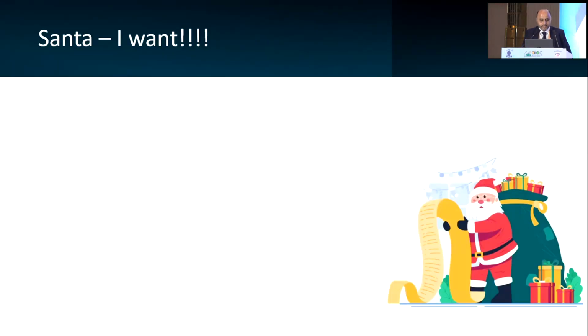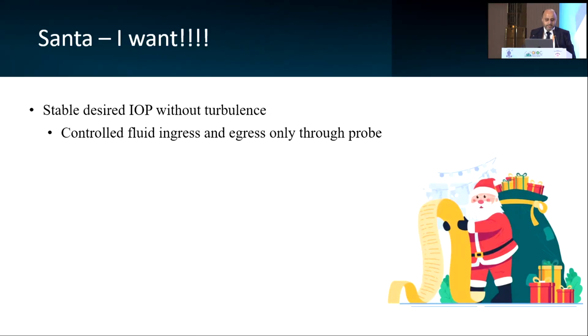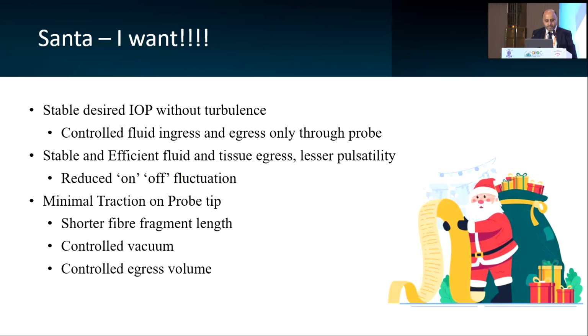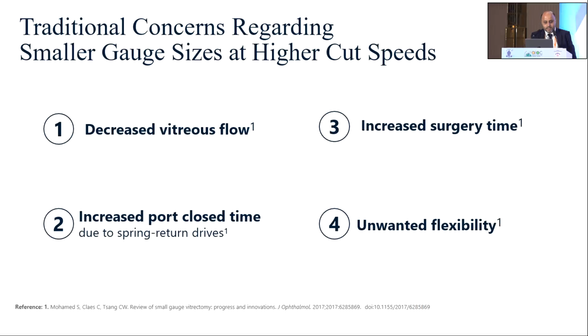With newer cutters coming in, even our wish list improved, and we started desiring stable IOPs, which means controlled ingress and egress of the fluid, and stable and efficient tissue response, so lesser pulsatility, which means that when you go very close with the cutter, there is lesser movement of the tissue. Also minimal traction, and very controlled vacuum, which was the desired list.